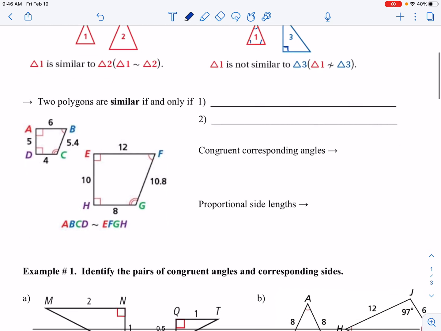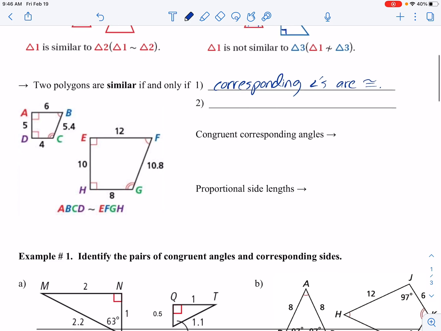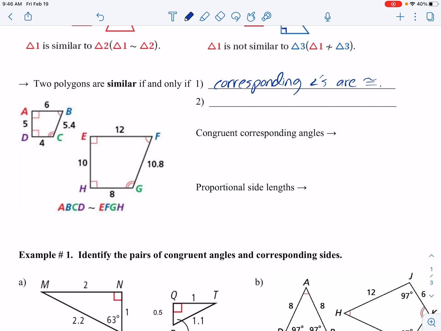Our formal definition of similar polygons: they're similar if and only if their corresponding angles are congruent. Corresponding angles will have the exact same measure. And remember, corresponding are sides that match to another. We talked about that back when we were introducing congruency, and we'll highlight that again here. And then side lengths that are proportional.